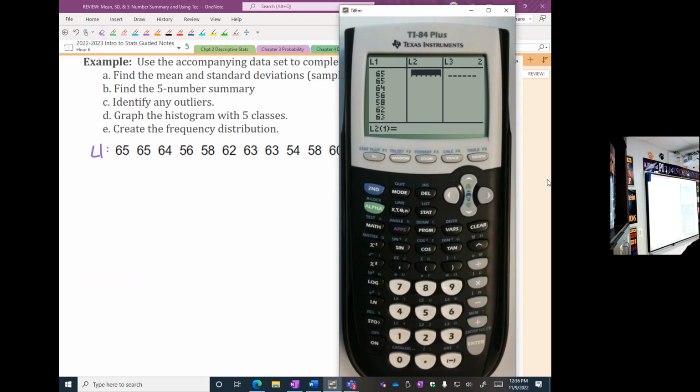I'm going to go ahead and throw my ones in for my frequency. Sometimes you have to have it depending on your OS, the operating system version that you're running. The one that I had to have it in there to work. All right, stat, calc, one variable stats, L1, L2 are in there. Calculate.